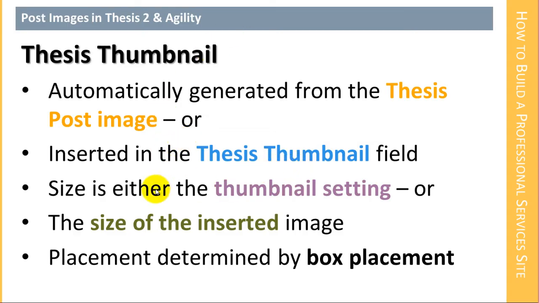Now, the size of the thesis thumbnail is either the thumbnail setting size that you set under media options last week, or it is the size of the image that you inserted as a thesis thumbnail. So it's one of those two sizes. And the thesis thumbnail placement is determined by the box placement. Just like you can move a box around for the thesis post image, you can do the same thing for the thesis thumbnail. You just move the box to where you want it, and that's where the image will show up.